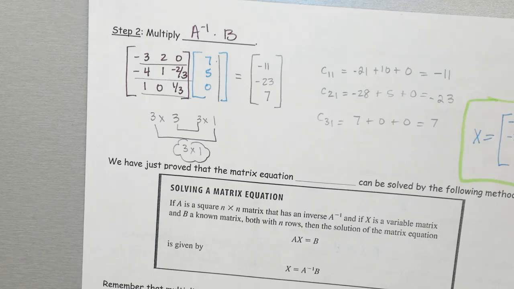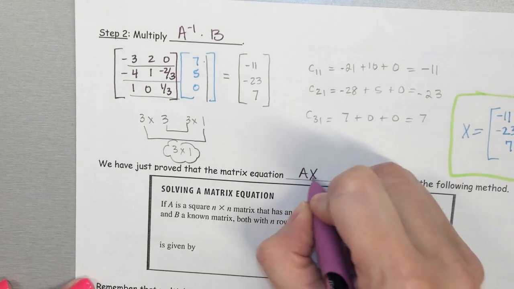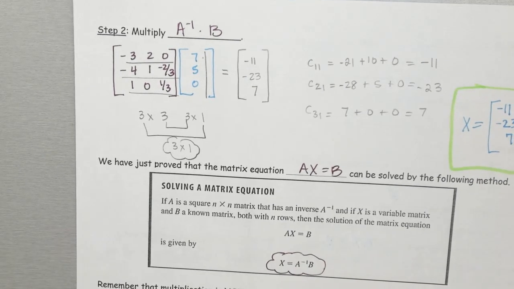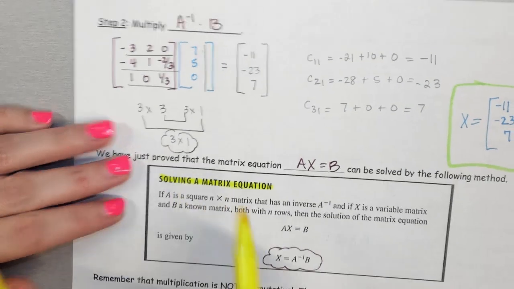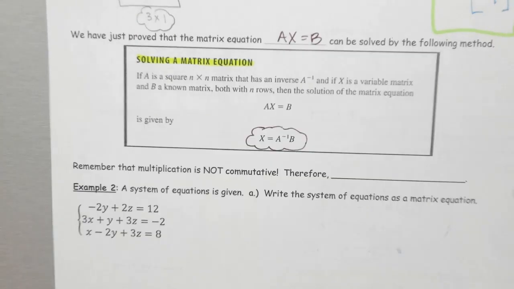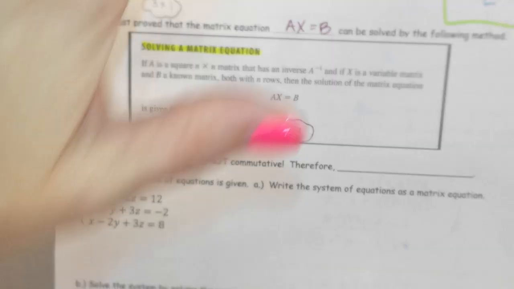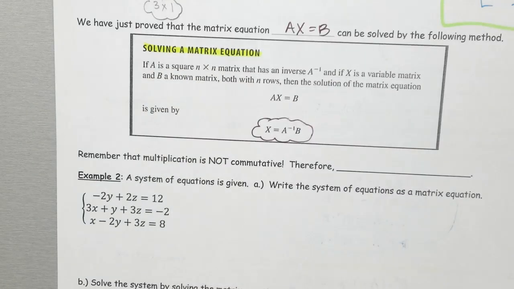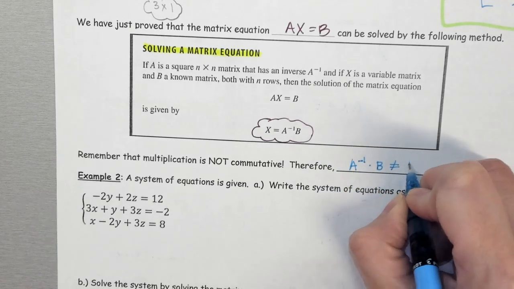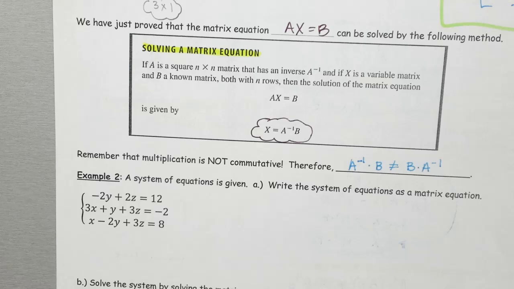All right, so we have just proved that this matrix equation can be solved using the following method, which is an information box in your textbook. Solving a matrix equation. Remember that multiplication is not commutative, therefore, yes, we already wrote this down once, but you cannot multiply those together in that order.